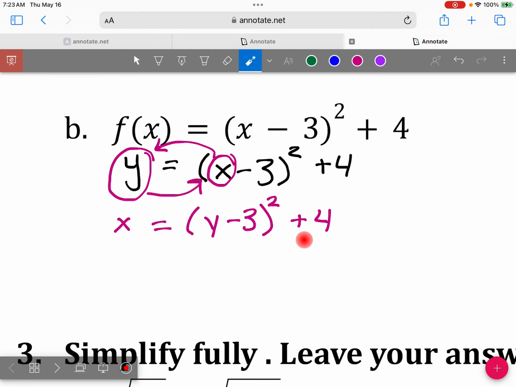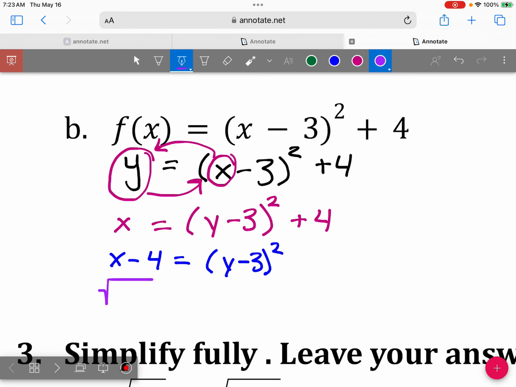So looking at this side, getting y by itself means I need to get rid of, and working from the outside in, I'm going to get rid of this 4 first. So I'm going to start by subtracting 4 from each side. So we're going to have that x minus 4 equals y minus 3 squared. Subtracting 4 from both sides. Then I need to get rid of this square. I'm working from my outside in, trying to get to this y. So to undo a square, we're going to square root both sides.